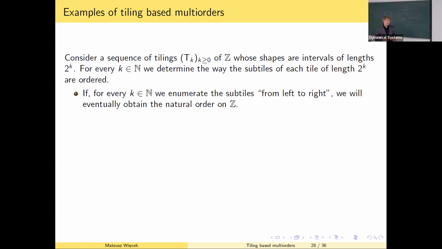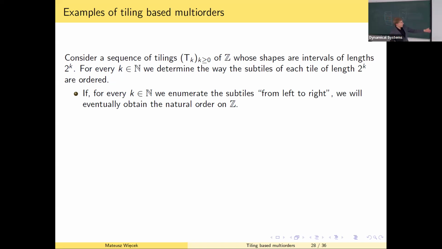So firstly, let's consider a very easy example. We have as our group Z, and we take a sequence of tilings such that at every level k, we have only one shape, which is an interval of length 2 to the power k. Of course, every such tile can be subdivided into two tiles of the lower level, into two intervals of length 2 to the power k minus 1. And here is the funny thing: the multi-order we obtain depends only on the way we order the subtiles, because from one system of tilings, we can obtain many multi-orders.